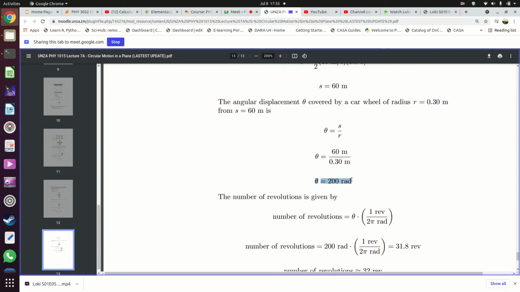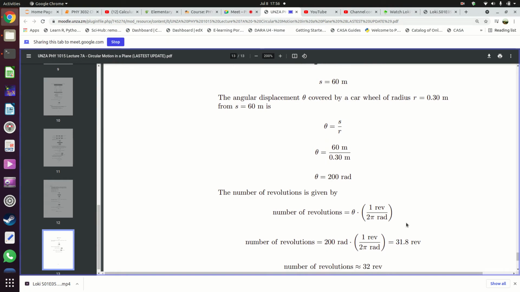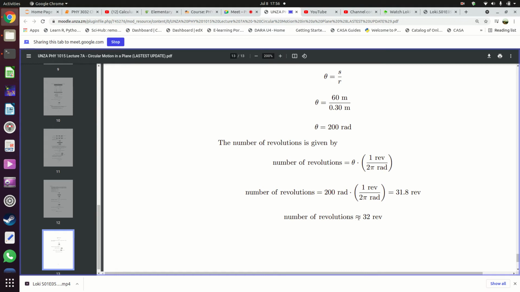So with the 200 radians, now I can change these 200 radians into revolutions. And how do I do that? Number of revolutions is equal to theta multiplied by 1 revolution divided by 2 pi radians. So here, I've got 200 radians times 1 revolution divided by 2 pi radians. So this rad and that rad will cancel out. So I'll end up with 200 divided by 2 pi multiplied by that revolution. So I'll end up with 31.8 revolutions exactly, and 31.8 revolutions is approximately 32 revolutions.